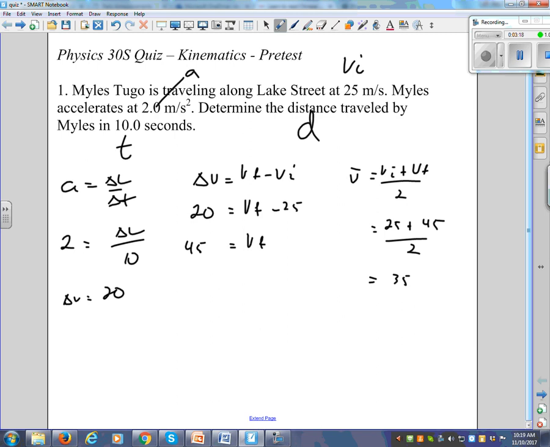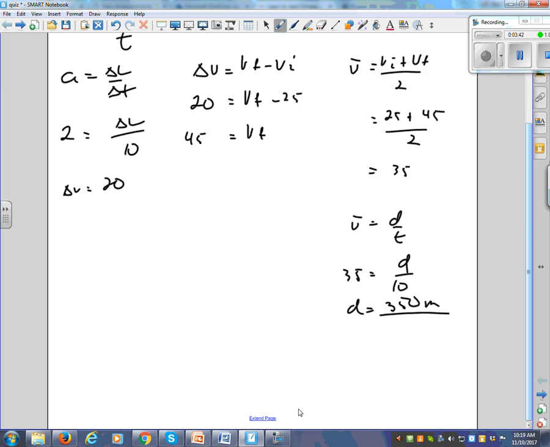And now you take V bar is equal to D over T. 35 is equal to D over 10. So your answer is 350 meters. Okay? That one is one you guys should look at. Don't forget, I've seen this a few times. Delta V is not equal to V bar.